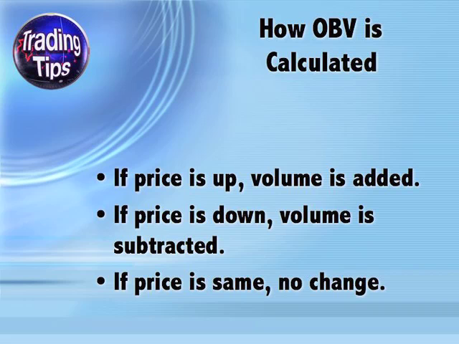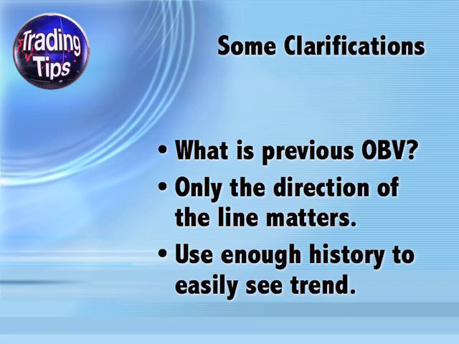For example, if a stock had daily volume of 300,000 shares, and its closing price was 79 cents higher than the previous day, then 300,000 would be added to the existing OBV. If the stock was down by 55 cents, then 300,000 would be subtracted from its OBV. Simple, right? One question you might be waiting for me to answer is, what is the stock's previous OBV?